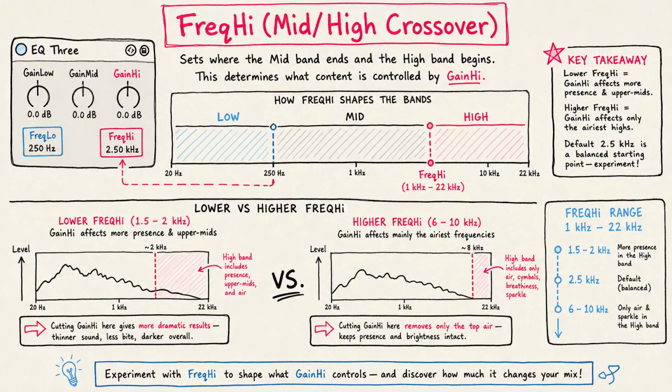FreqHi sets the crossover point between your mid and high bands, ranging from 1 kHz to 22 kHz with a default around 2.5 kHz. Like FreqLo, this parameter determines what content falls under GainHi's control. Lower FreqHi settings, around 1.5 to 2 kHz, mean GainHi affects more presence and upper mid content, creating more dramatic high cuts. Higher settings, 6 to 10 kHz, limit GainHi to only the airiest frequencies, cymbals, vocal breathiness, and the sparkle of synths.